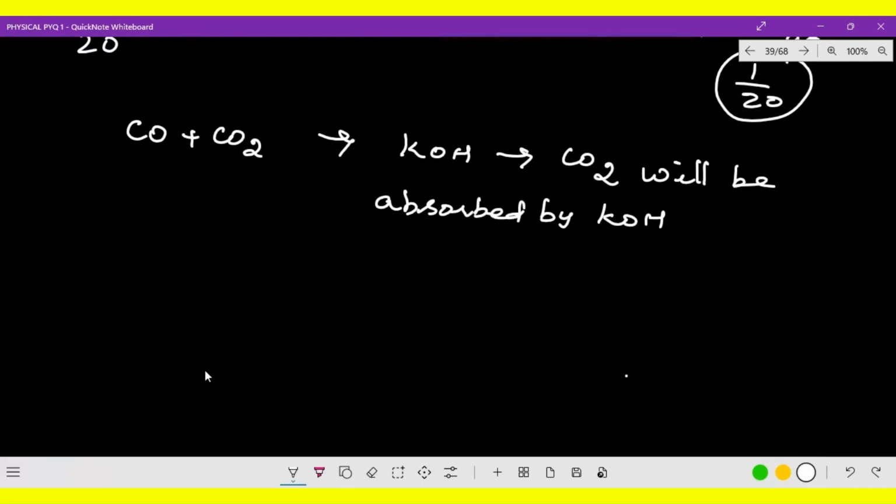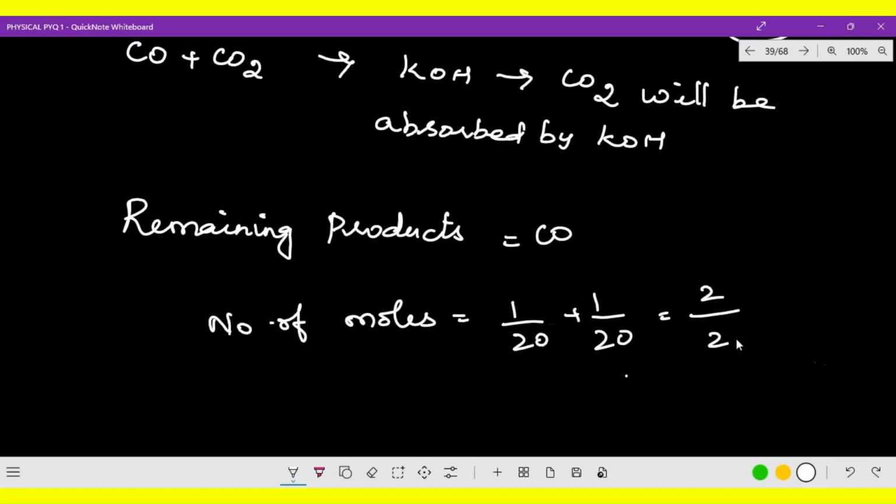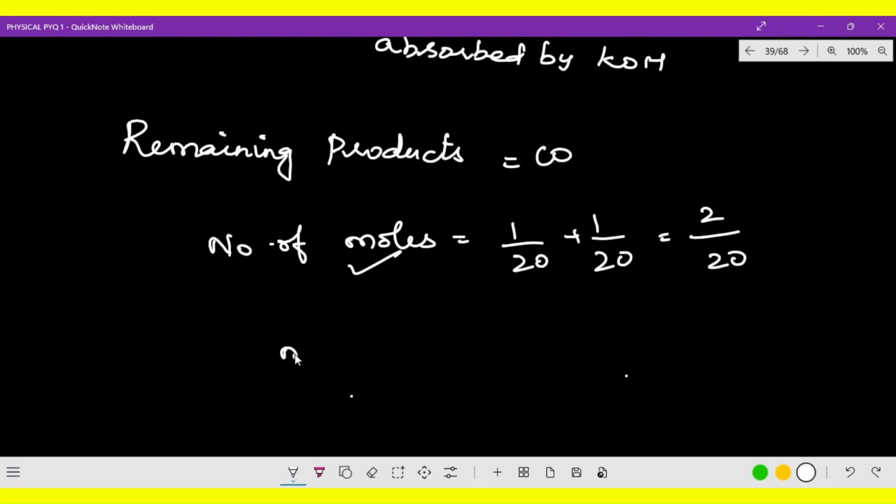Okay, so here the remaining product is CO. Now number of moles: 1 by 20 plus 1 by 20, both sides, right? So altogether 2 by 20 moles. And the molar mass of carbon monoxide: 12 plus 16, how much is it? 28, right? 28 gram per mole.